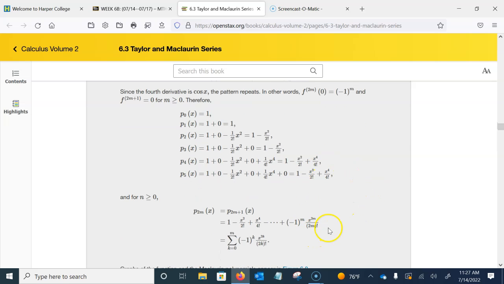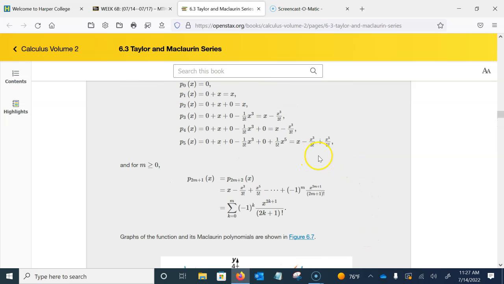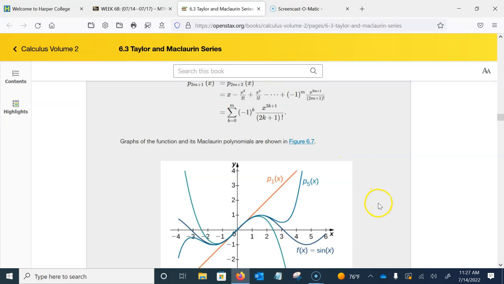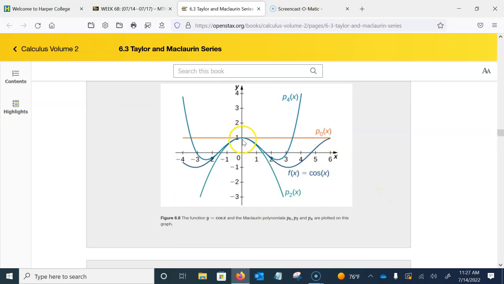So the cosine, if I package this nicely, is the sum from k equals 0 to m of minus 1 to the k. Here I'm getting only even powers of x. And so the Maclaurin expansion for cosine gives me all even powers, and the sine expansion gives me only the odd powers of x. And if we really look at the graph of cosine and sine, by the way, here's the P0 estimation for cosine. Here's the cosine in dark blue. Here's P2, it's quadratic. Here's P4, it's quartic.